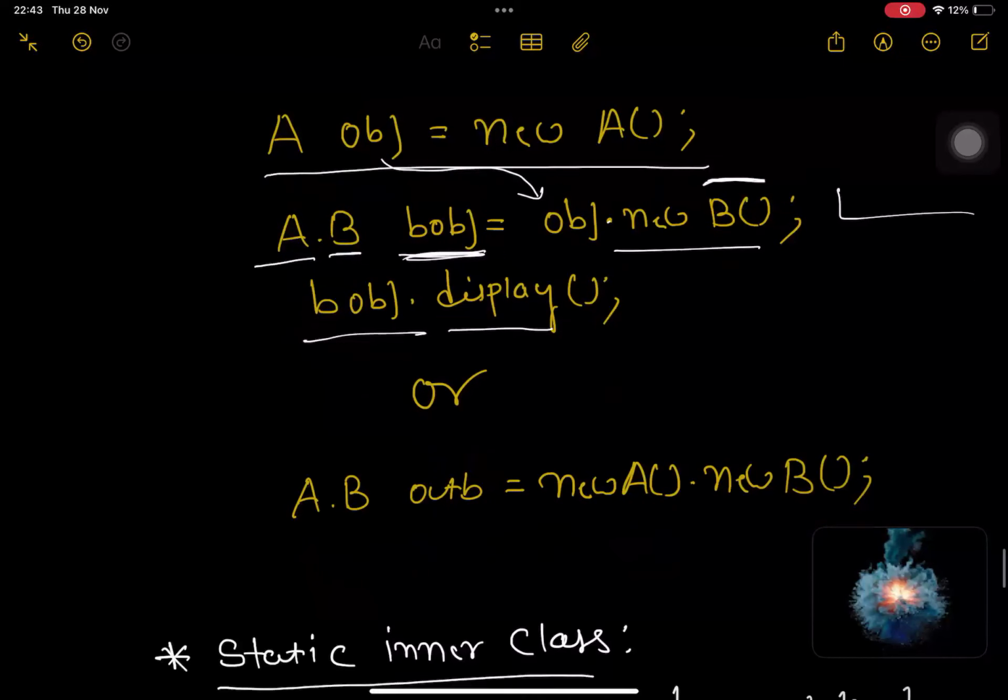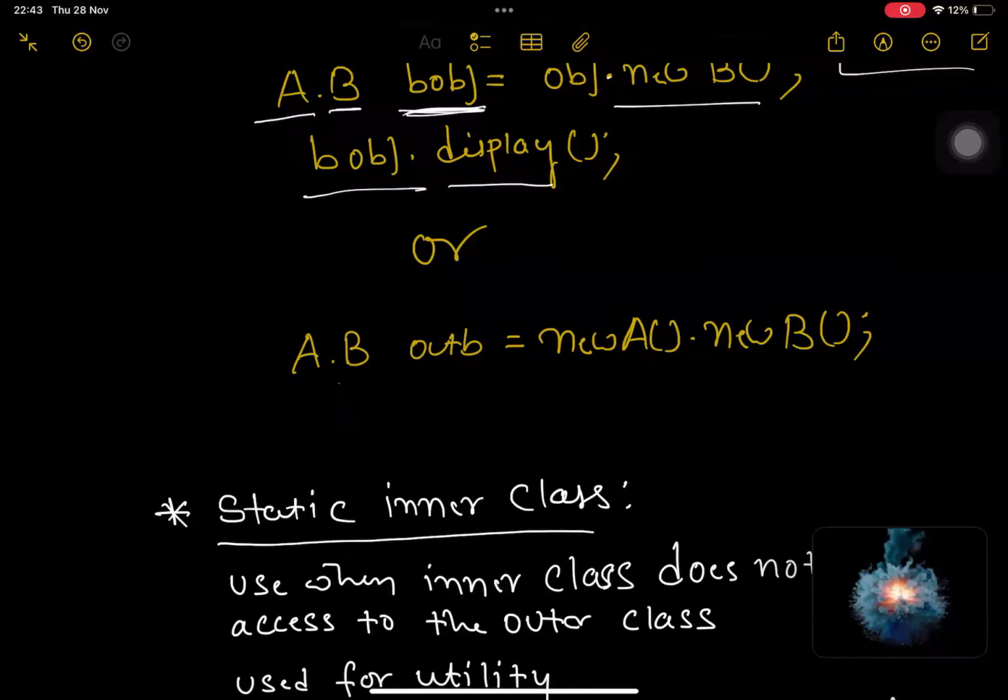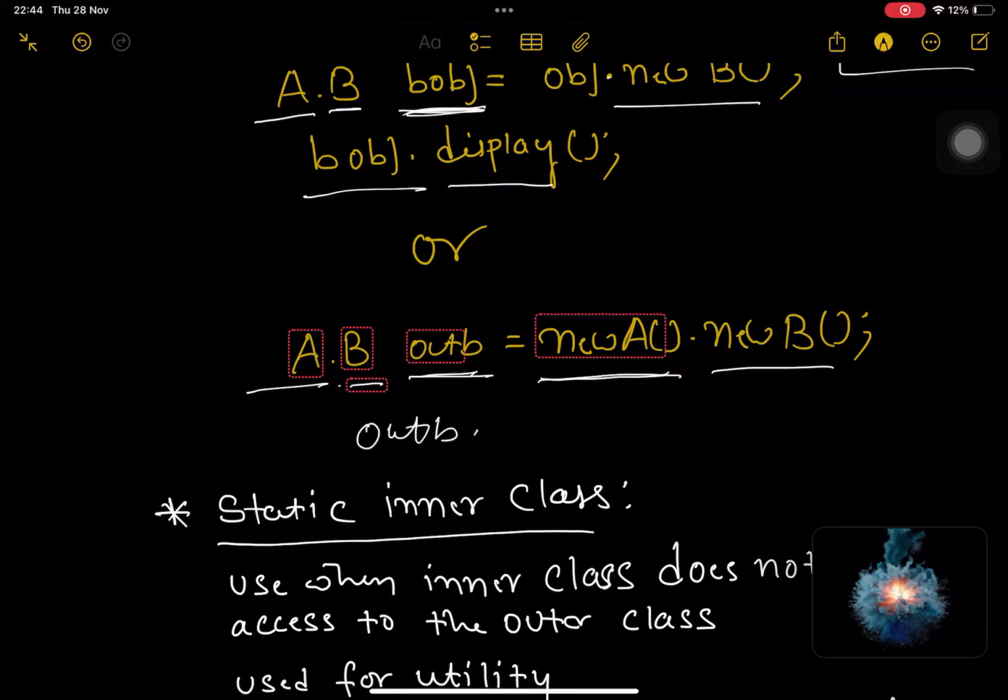Second way to create an object: take the outer class name, take the inner class name, then create an object, give an object name, then the outer class instance, invoke the outer class constructor with the new keyword, invoke the inner class constructor with the new keyword, and you will have an object, and with that, out b dot display, you can call. Clear here?